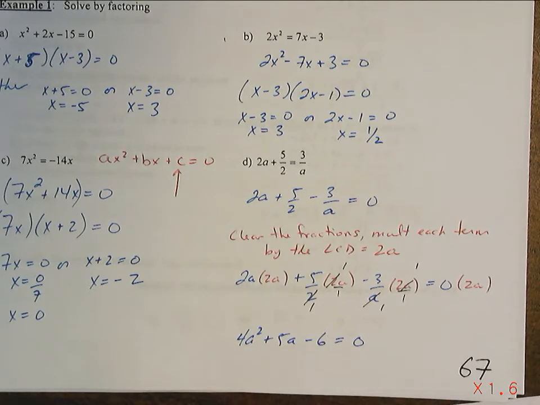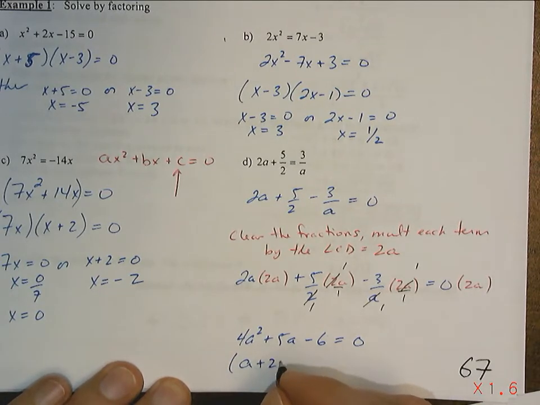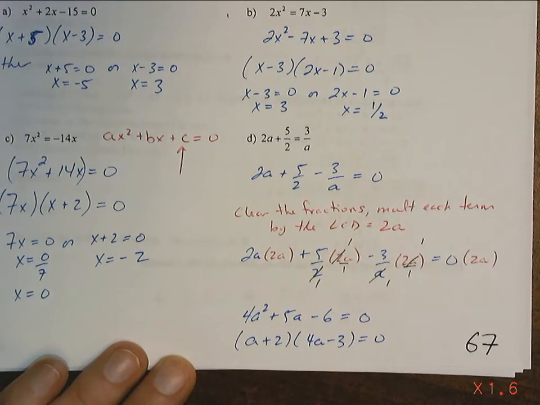So now I'm looking for two numbers that are going to multiply to give 24. So 4a, I'm doing my rough work. Two numbers to multiply to give 24 and add to give 5. I think it's going to be 8 and 3. They multiply to give a negative, and they add to give a positive. So I believe my answers will be a plus 2 and 4a minus 3. I did my factoring on a scrap piece of paper. Let's check it. a times 4a is 4a squared. Minus 3a plus 8a will be 5a. Minus 6, it does work.